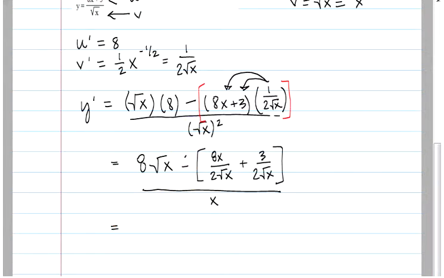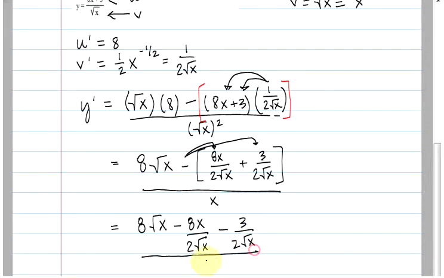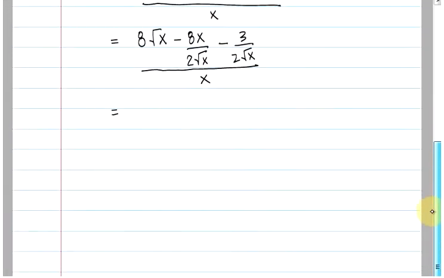Now we need to distribute this negative. So we will rewrite this as 8 square root of x minus 8x all over 2 square root of x, minus 3 all over 2 square root of x. And again, this is all divided by x. All right. Give myself some more room here.